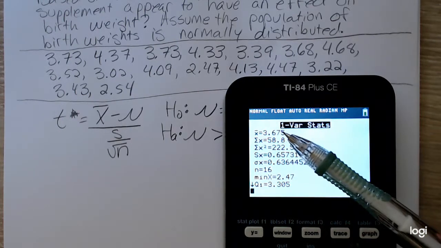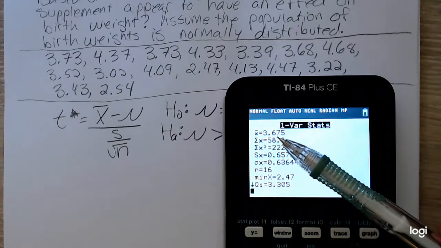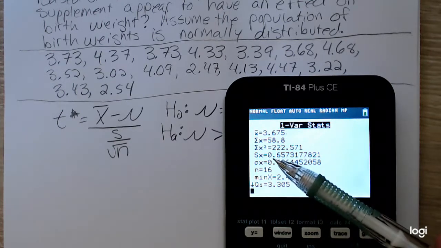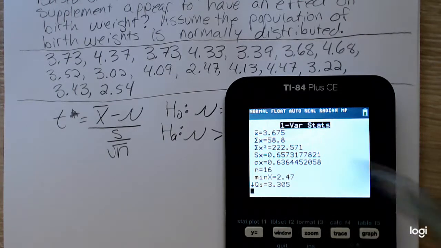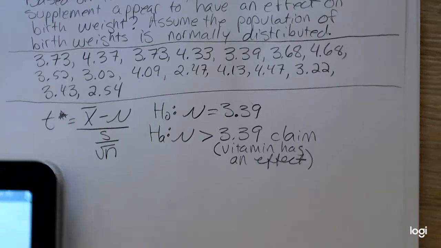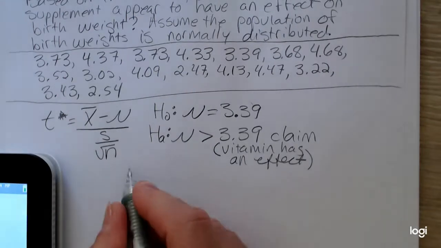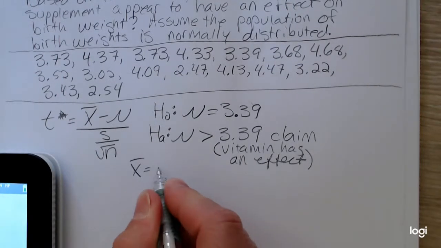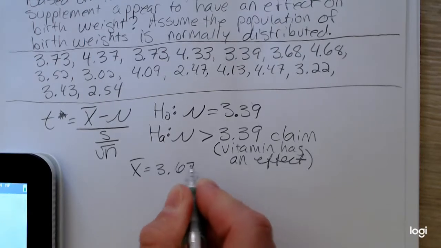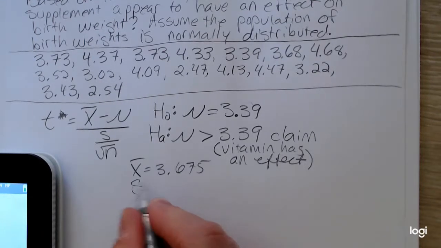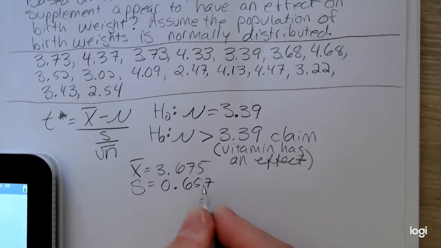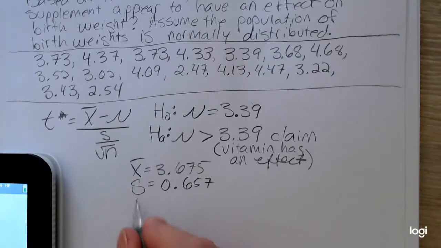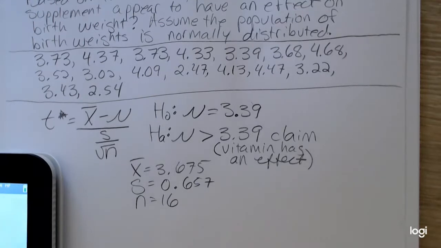And my sample mean for this problem is 3.675, and the sample standard deviation is 0.657, and the sample size is 16. So I can summarize that off to the side here. Standard deviation sample, we're working with the sample, not the population data, and n is 16.